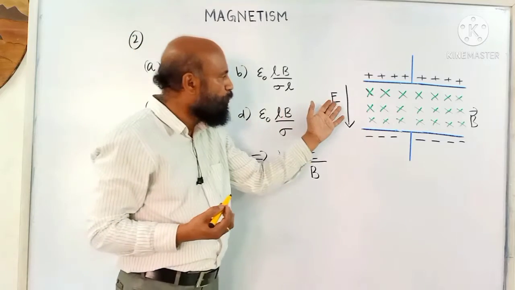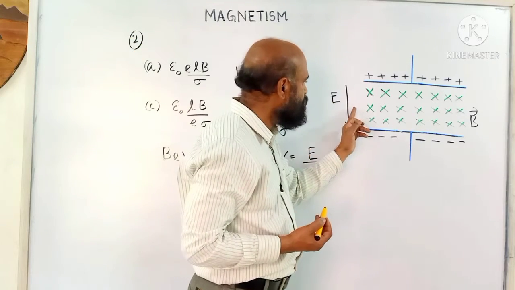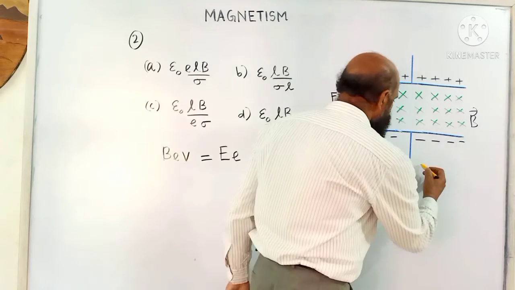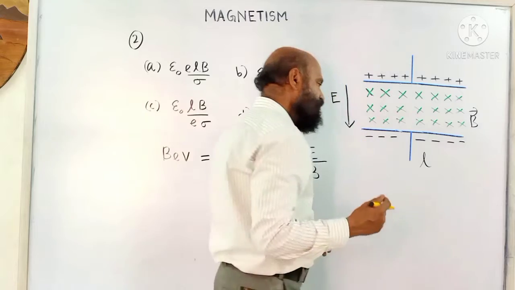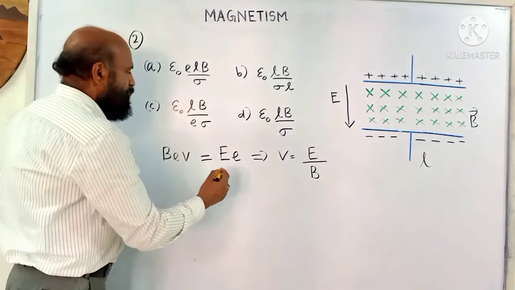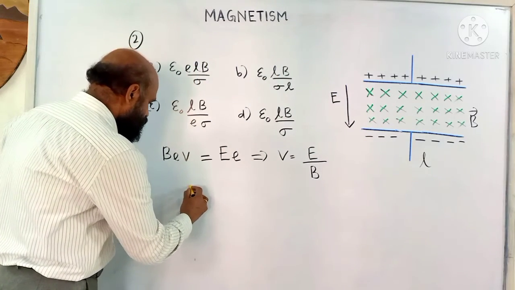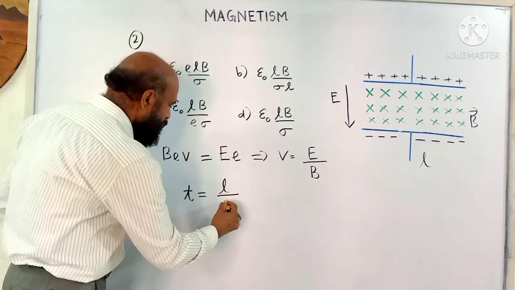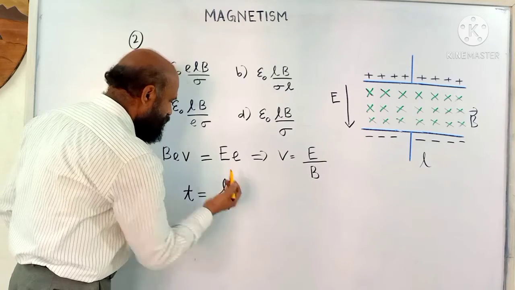Here the question is to find the time taken by the electron to cross this electric field. The length of this plate is L. Then the time taken is distance divided by velocity.